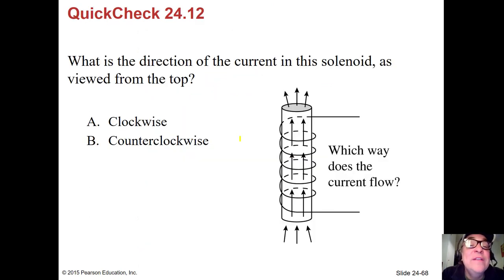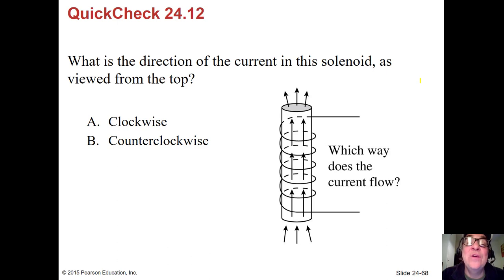Okay, so what is the direction of the current in this solenoid as viewed from the top? If your eye is up here at the top, which is the direction of the magnetic field? Or sorry, what is the direction of the current? They're telling you the direction of the magnetic field. The magnetic field is up. So we want to figure out which direction the current is flowing. You have one of two choices. It's either going clockwise or counterclockwise. So you have to use the right-hand rule.